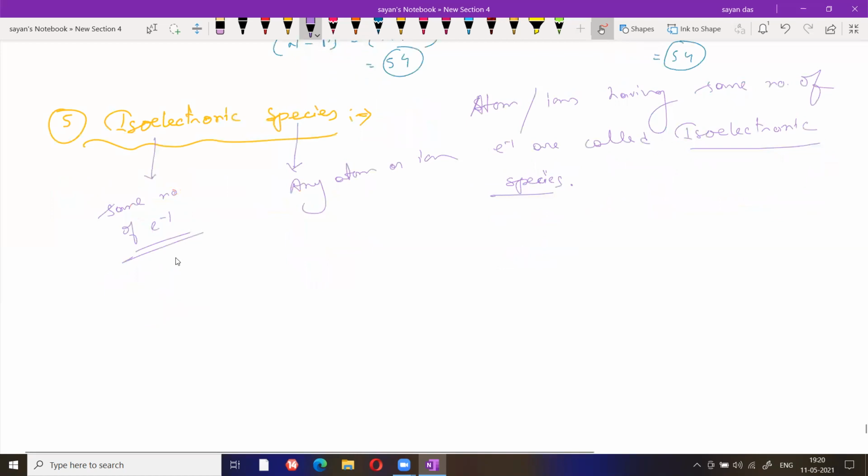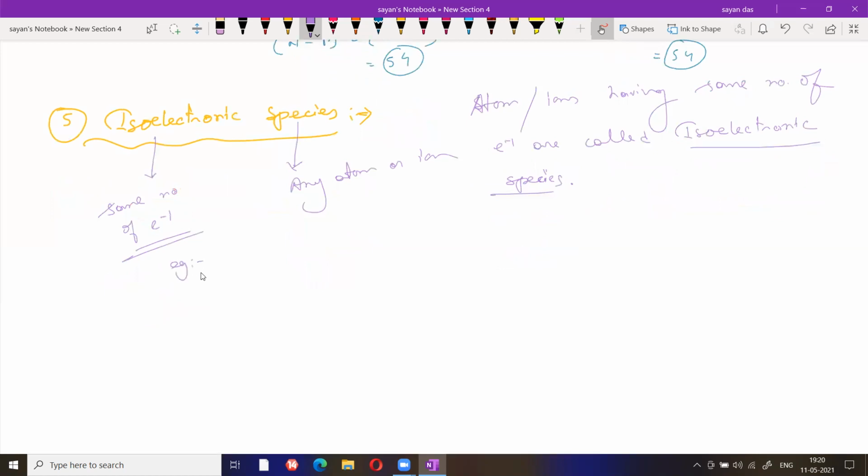Example: Na plus, Mg2 plus, Al3 plus, neon, N3 minus, O2 minus, F minus. How many electrons are present? If you calculate, 10 electrons are present. So all are isoelectronic species.